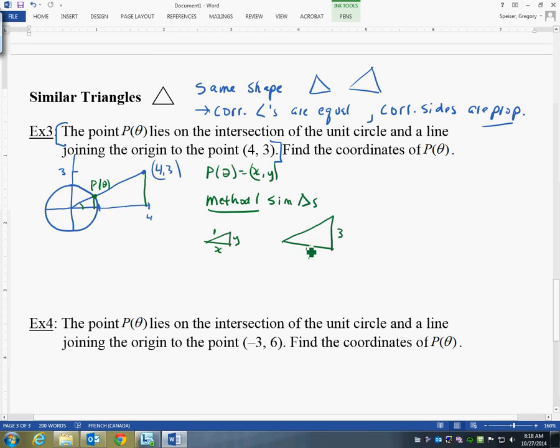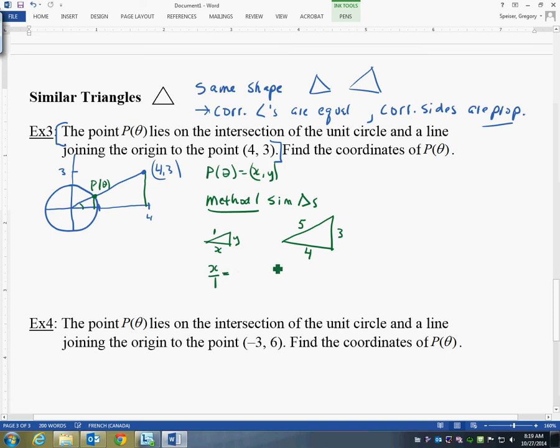Okay, so the first thing I need to do all the time is find the hypotenuse. Hey, it's a 3, 4, 5 triangle. 3 squared plus 4 squared equals 5 squared, taking for granted that you remember how to do that quick one. Now we can do the corresponding sides are proportional. Here's what we're going to do. We're going to pick x over 1.